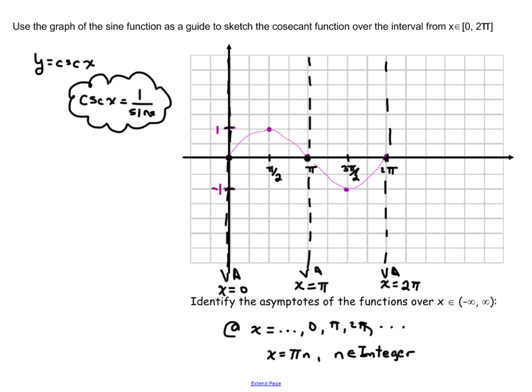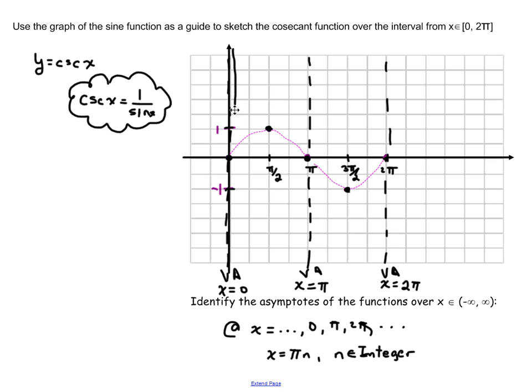What's going to happen with my cosecant function? Wherever sine of x is equal to 0, we've got a vertical asymptote. Wherever sine of x is equal to 1, cosecant of x is equal to 1. When sine is -1, cosecant is also -1. Whenever the graph of the sine function increases, the graph of the cosecant decreases.